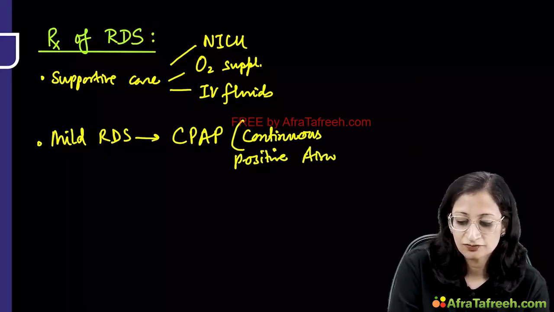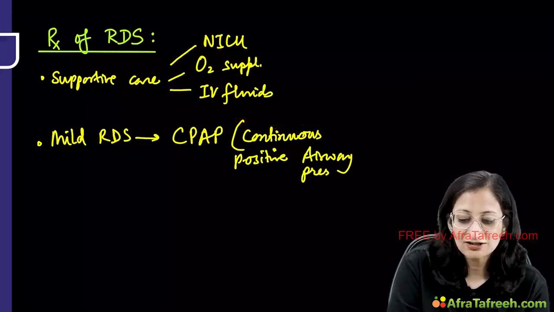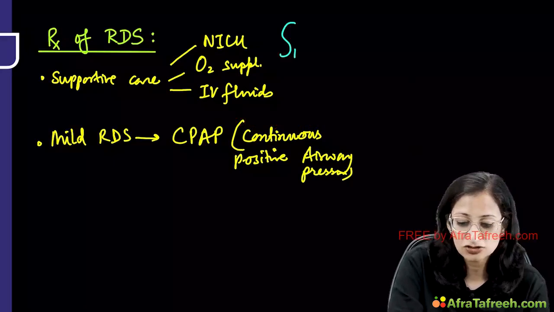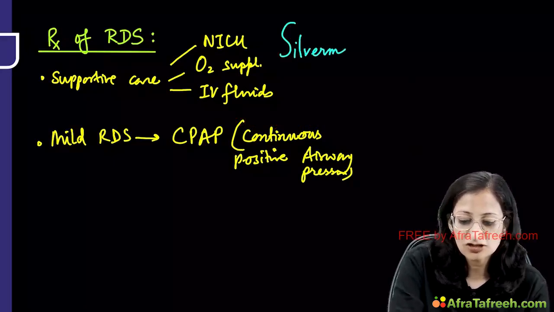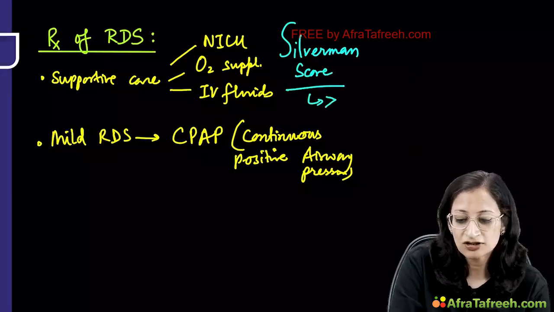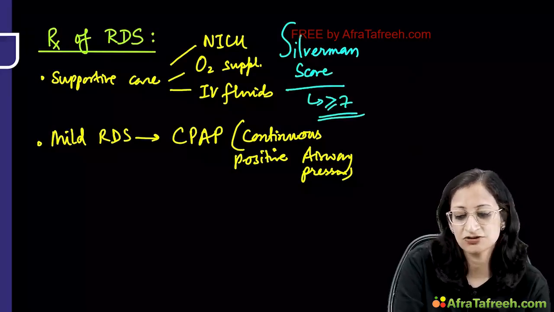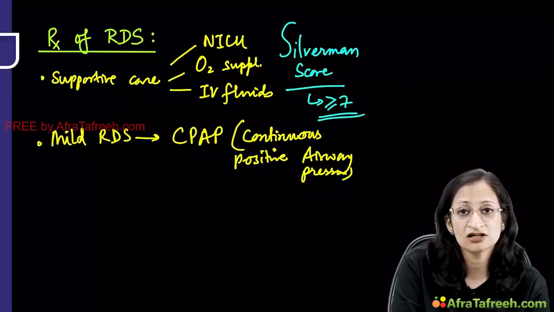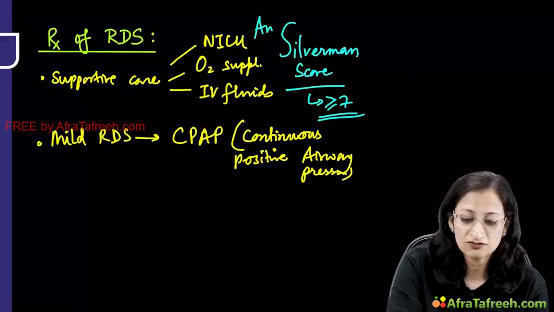You get an idea about the severity of RDS using a score known as the Silverman score. A Silverman score greater than or equal to 7 indicates severe respiratory distress. So, Silverman scoring can be done in RDS cases. It is also known as the Anderson-Silverman score.